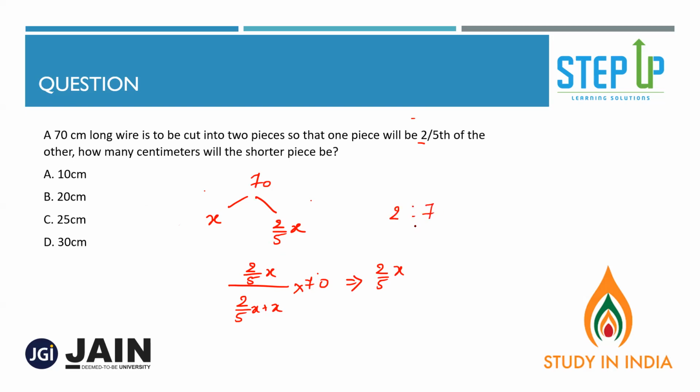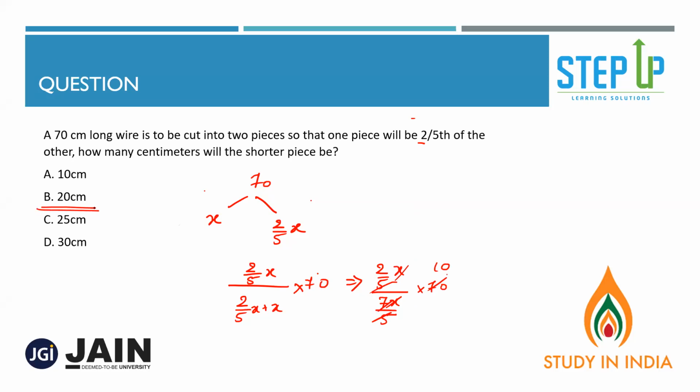2/5. I'm going to say 2:7. Yes, Gautam, what you're saying is making sense. One minute, let me see this. 2x/7x/5, right, of 70. This will get canceled, this will get canceled, this will get canceled.